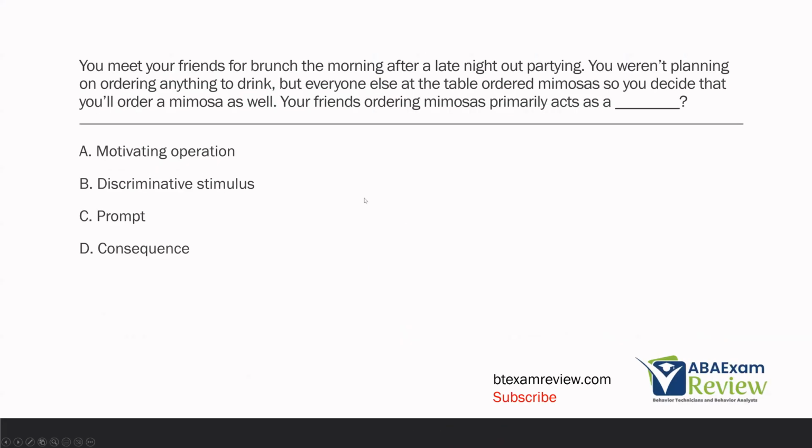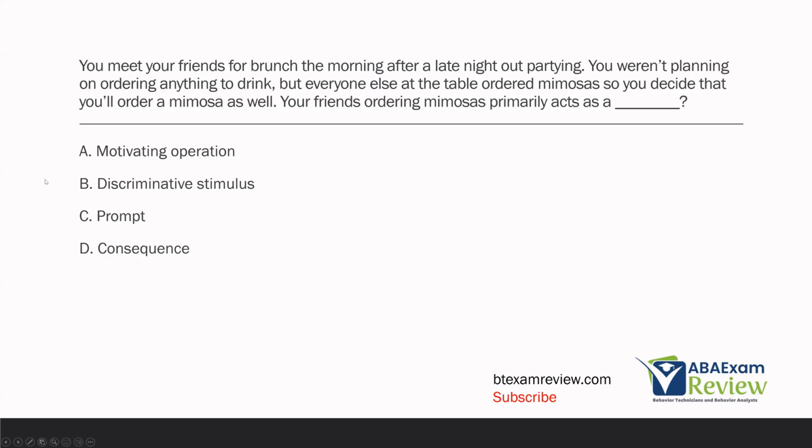You meet your friends for brunch the morning after a late night out partying. You weren't planning on ordering anything to drink, but everyone else at the table ordered mimosas, so you decide that you'll order a mimosa as well. Your friends ordering mimosas primarily acts as a what?